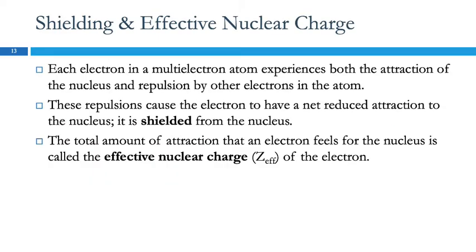So we have multiple effects here. We have the nucleus attracting the electrons, because opposite charges. And then we also have electrons being repelled by other electrons, right? And some of that is from electrons being between one electron and the nucleus, effectively shielding it, so that its charge appears smaller. So we call this the effective nuclear charge. It's the amount of attraction that an electron feels for the nucleus.